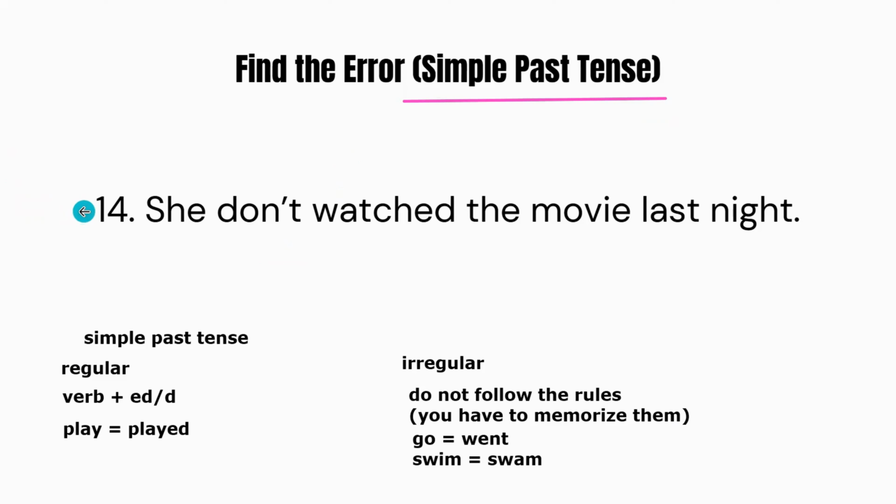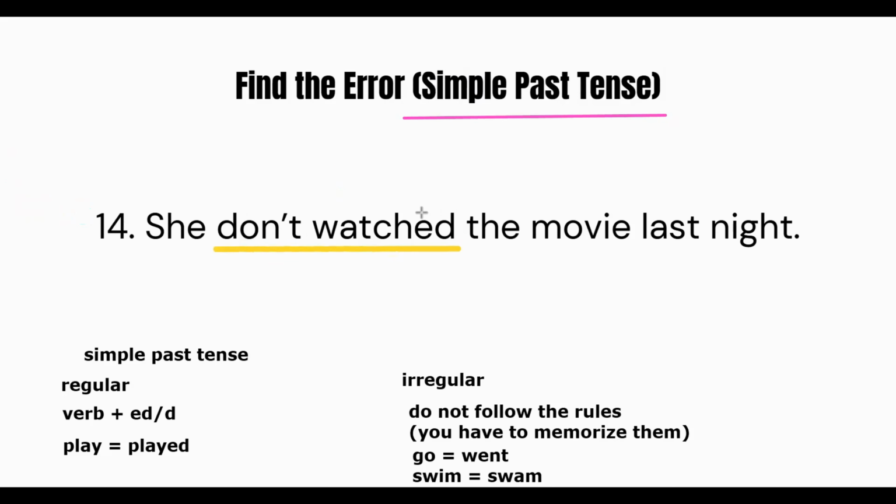Number 14. She don't watched the movie last night. Okay, so our mistake is right here. So we have to use the past tense form of the verb do right here. And it is did.